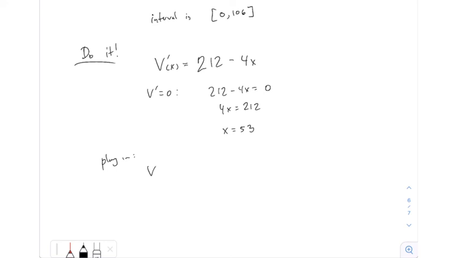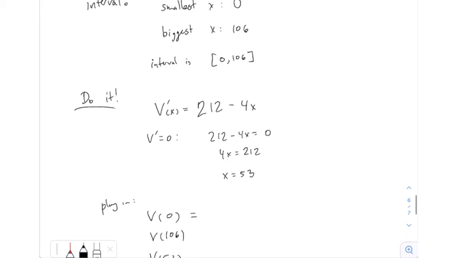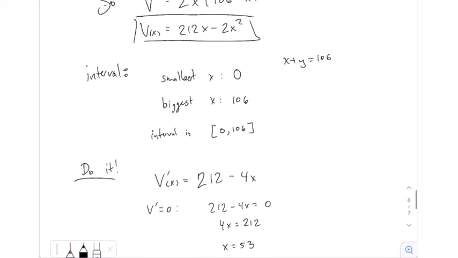I'm going to do v of 0, v of 106. Those are the two endpoints of the interval, and then also v of 53, and see what we get. Remember to use the original formula, that one in the box there. I did these on my calculator.